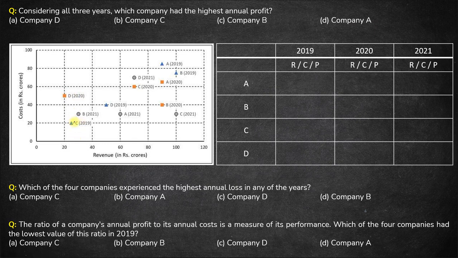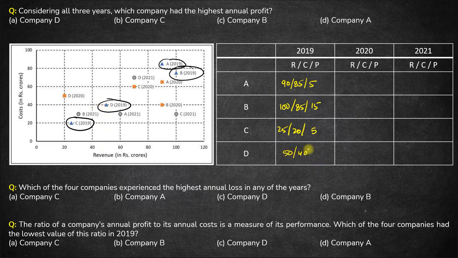2019. Okay, 2019 is this, this, this, and this. For company A, we have a revenue of 90. Cost is approximately 85, not exactly 90, but approximately 85. Hence, the profit will be 5. For B, the revenue is 100. The costing is again approximately, not exactly 70, but between 70 and 80, so 85. So profit will be 15. For C, the revenue is approximately again 25. The costing is 20, and hence the profit comes out to be 25 minus 25. For D, revenue is 50 and the cost is 40. So 50 minus 40, which is going to be 10.